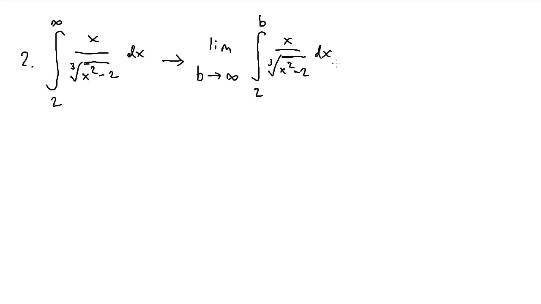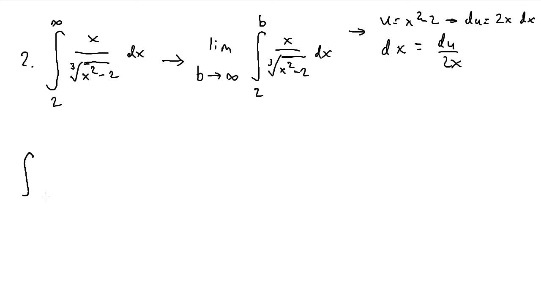So I'll step away from the limit for a second and just evaluate the integral. I can make u equal to x squared minus 2, which means du, or the derivative of x squared minus 2, is just going to be 2x dx. And dx will then equal du over 2x. When I plug that in, I get the integral of x over the cube root of u, because that's what I did for u substitution, times dx, which is equal to du over 2x.